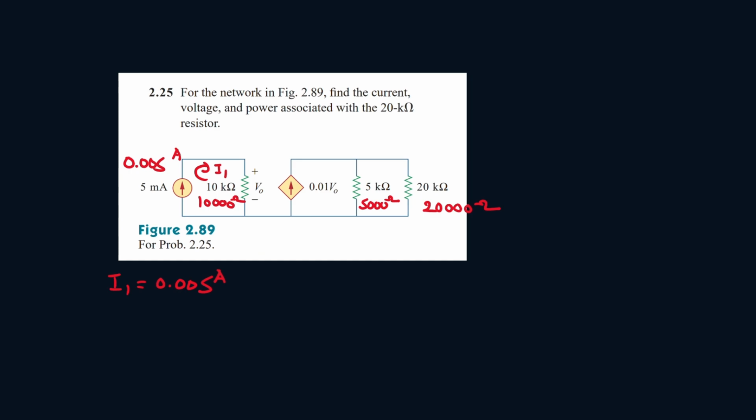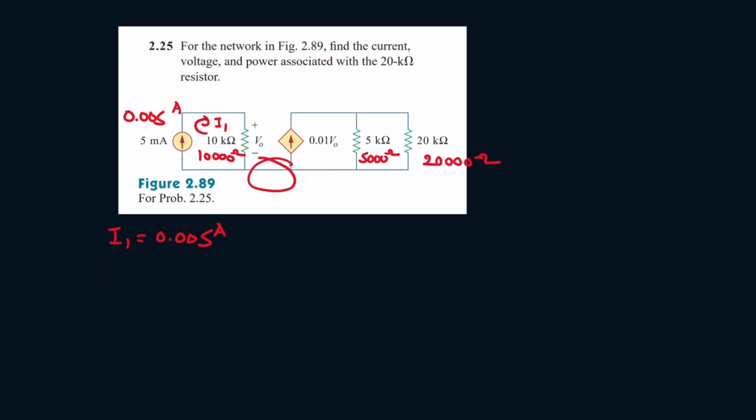We don't have to worry about this region because the region here will be 0 amps, because if we do a mesh for this region, we see that there's nothing here. So this will be 0 volts. Sorry, 0 amps. So that means this region will also be 0 amps.